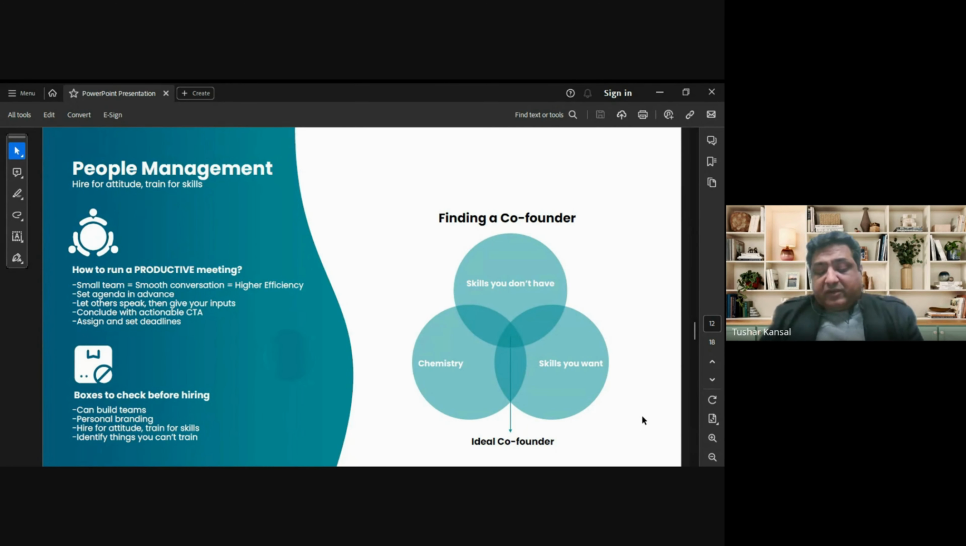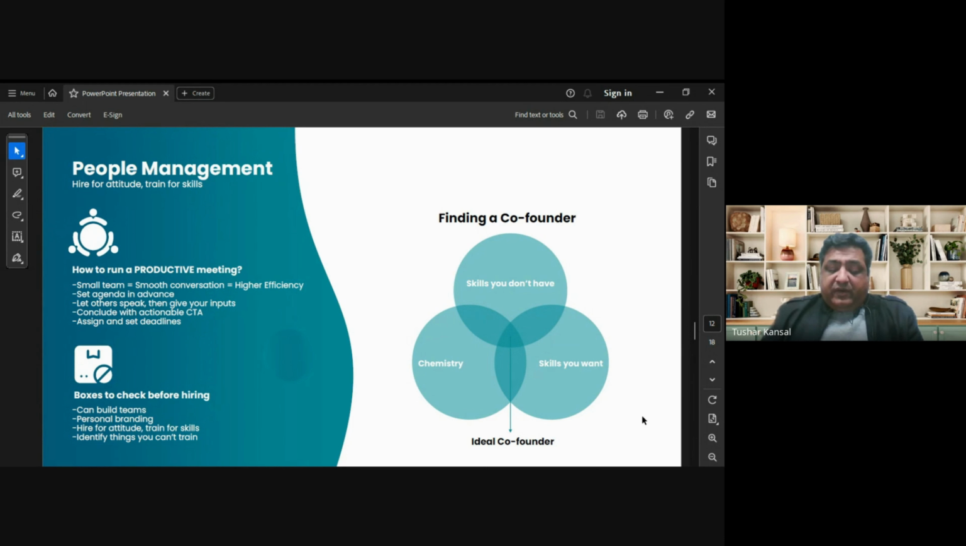Now, what are the boxes to check before hiring? For example, hire for attitude and train for skills. If a person has a good attitude, he knows how to research, find, learn and then execute. That person has a good attitude. You take that person, and maybe you can train him in 1 or 2 months, or maybe 6 months.